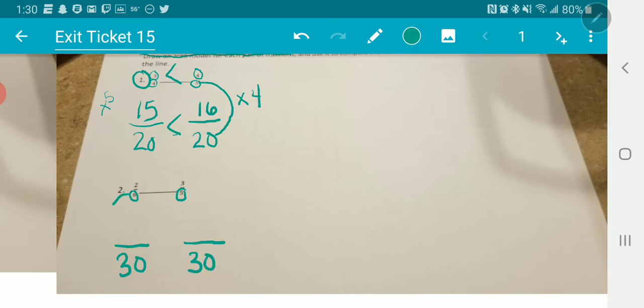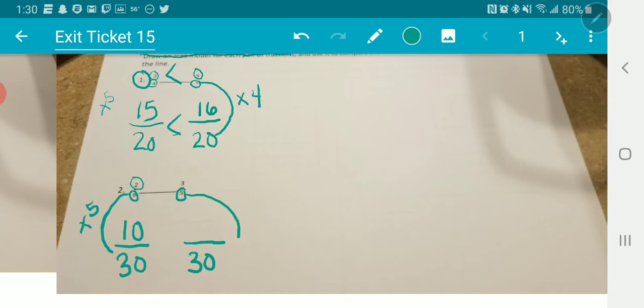Now to find my numerator, I need to figure out, what did I multiply the bottom by? So 6 times what gives me 30? 6 times 5 gives me 30. So I need to multiply my numerator by that as well. 2 times 5 is 10.